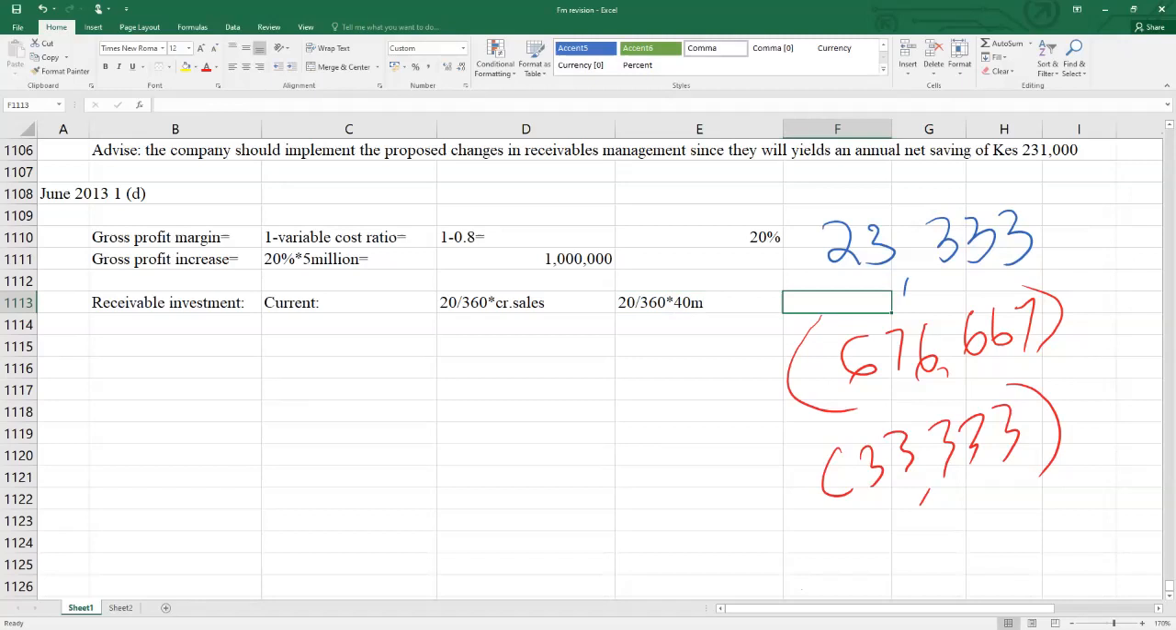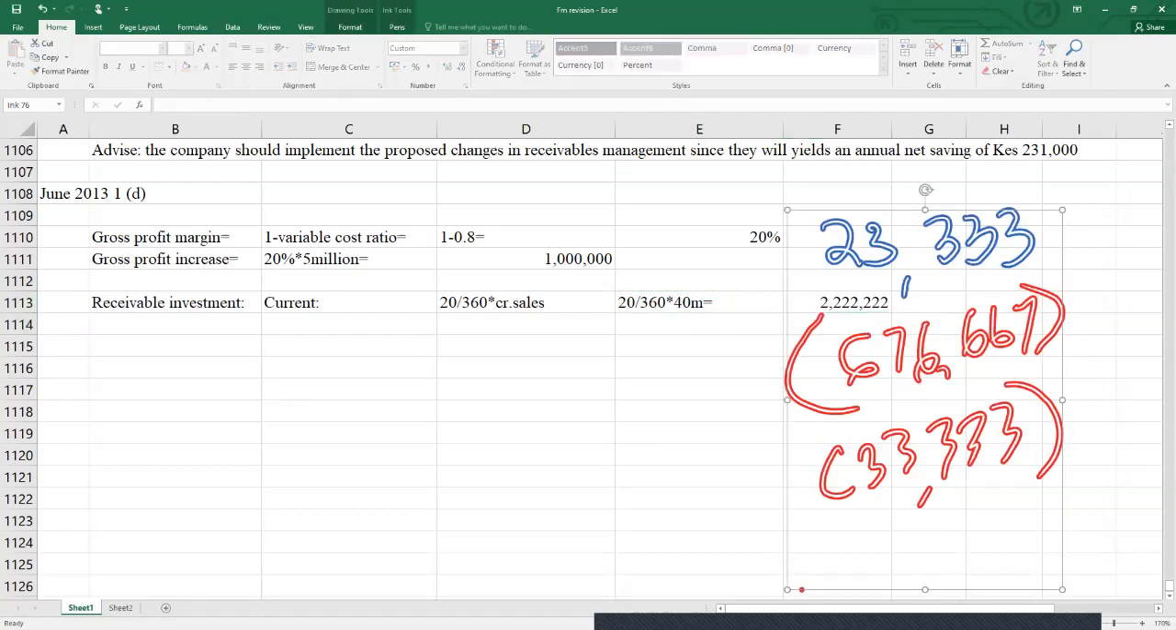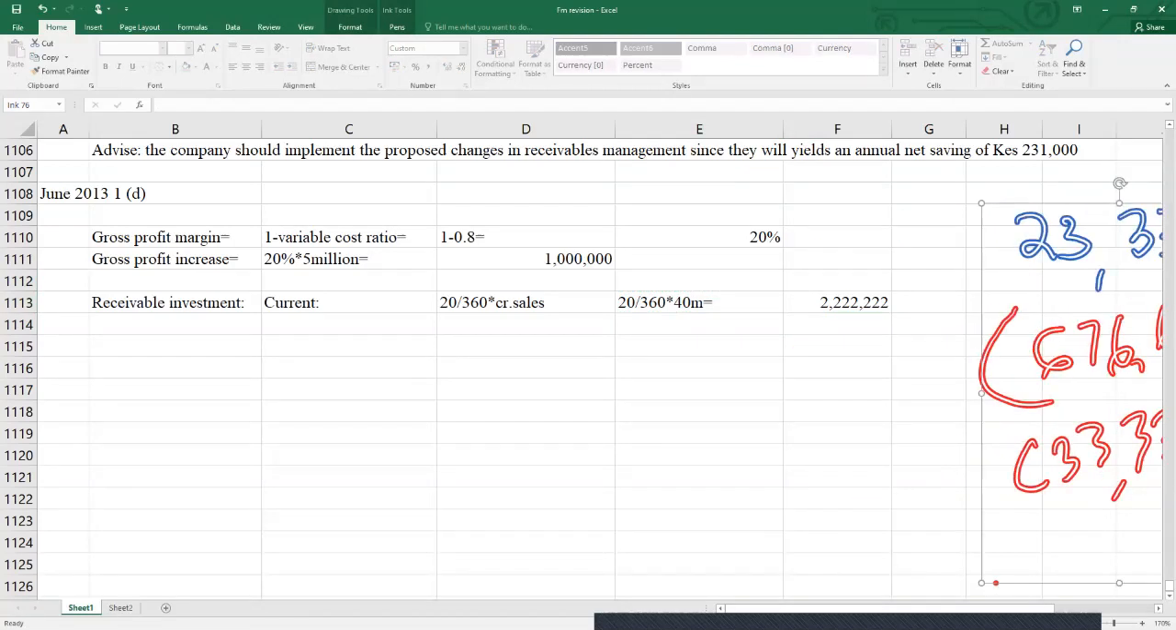And you get how much to be the current investment? It's 2,222,222 shillings. Let me confirm the answer from my calculation here. 2,222,222. Okay, so let me move this aside.